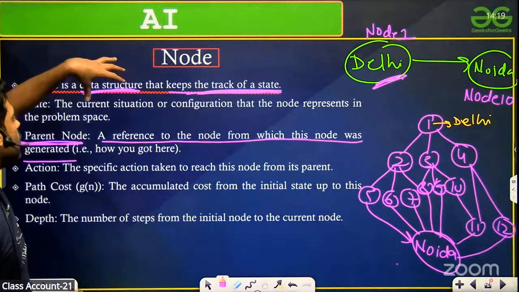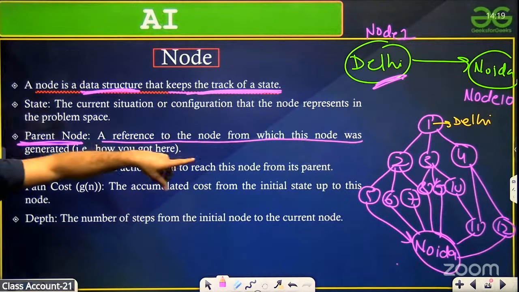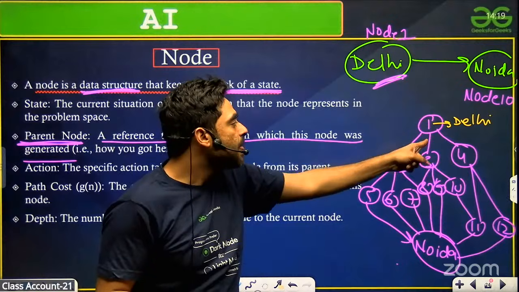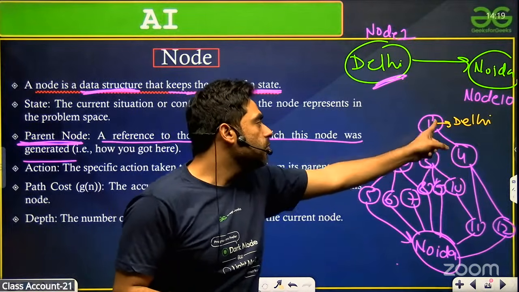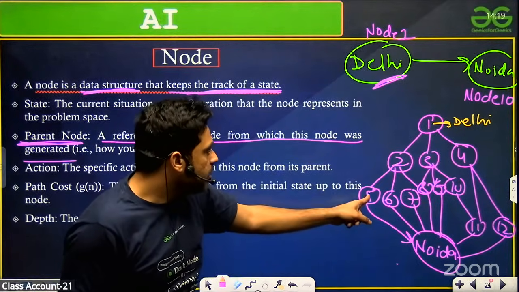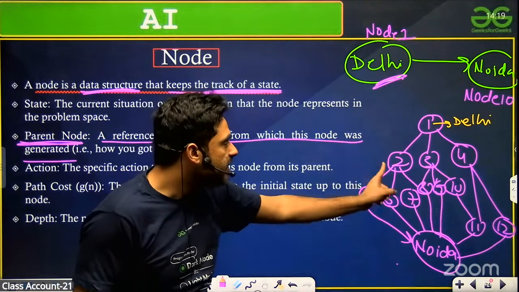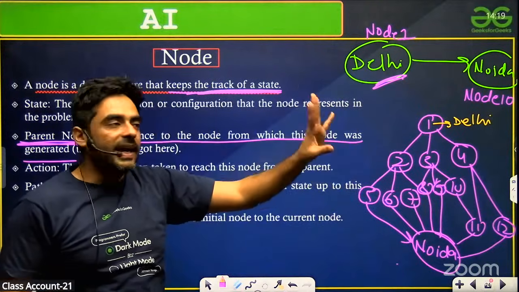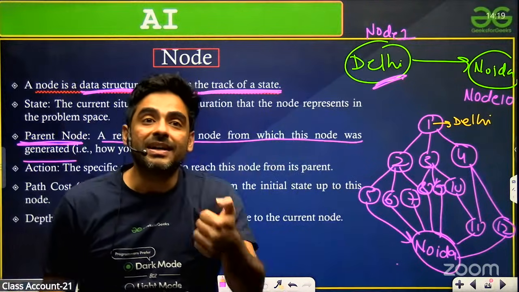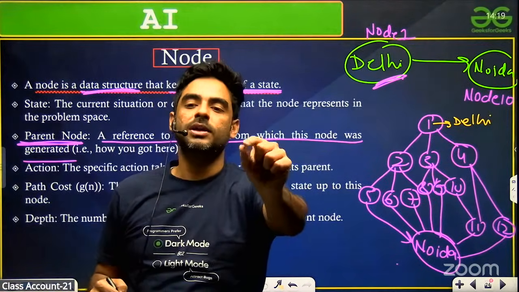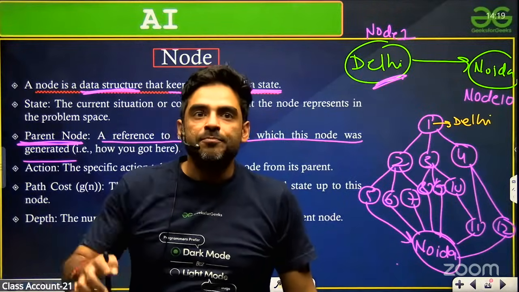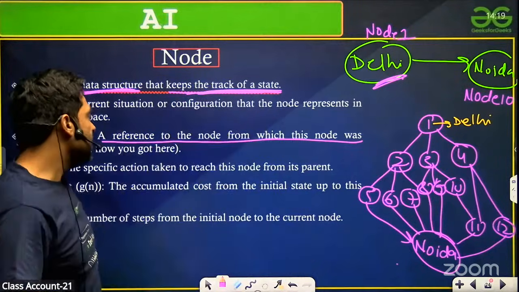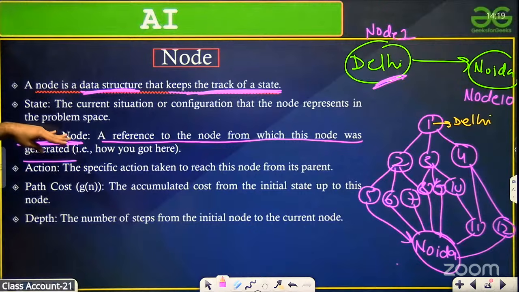So every node has a parent node. What is the parent node of 2? That is 1. Parent node of 3? That is 1. Parent node of 4? That is 1. What is the parent node of 5? That is 2. 6, 2. 7, 2. Parent node of 8? That is 3. 9, that is 3. 10, that is 3. So every node has a reference from where it has been generated. That is known as parent node.